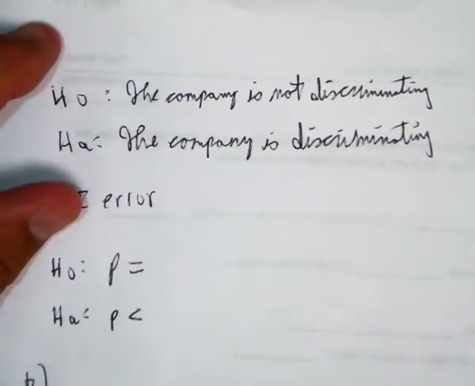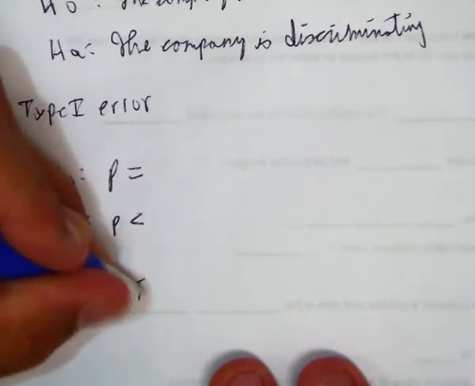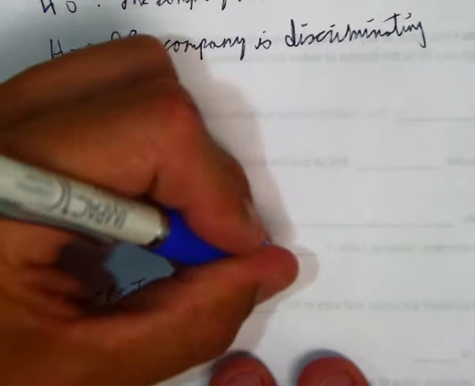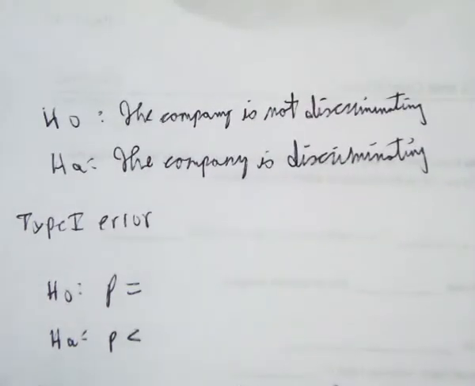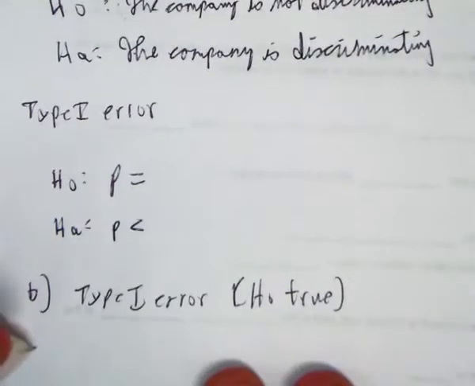And then question B is, what is type 1 error? Remember, type 1 error is when H0 is true. H0 is the company is not discriminating, but we find that it is. So we find the company guilty of discriminating when they're not.